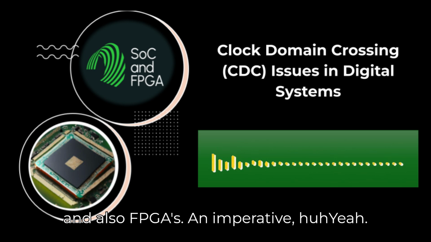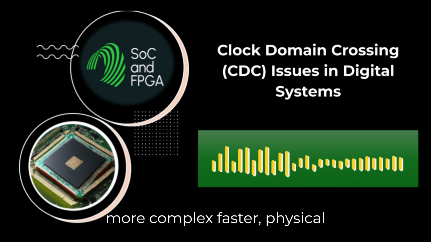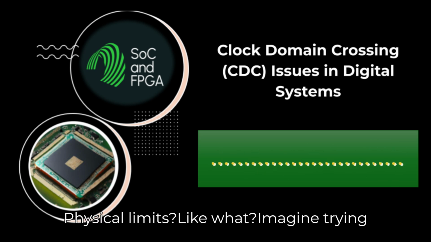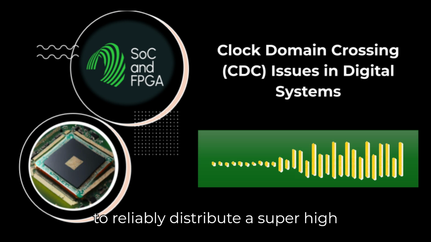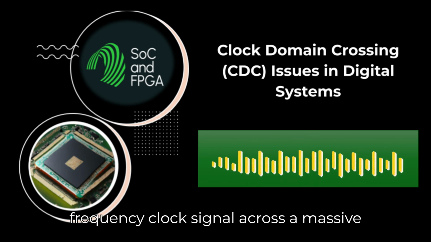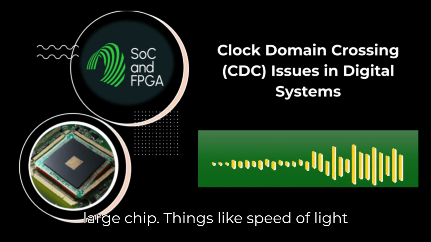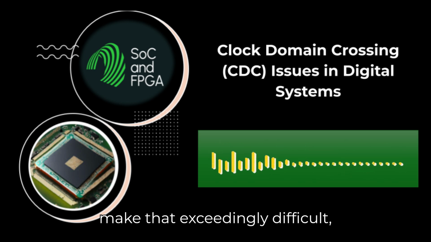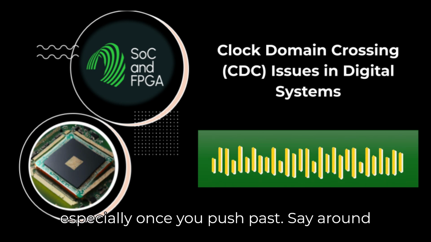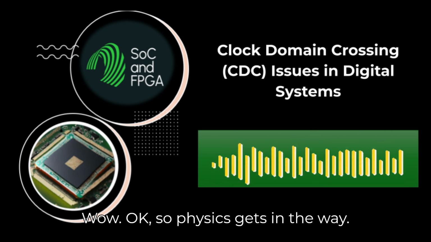An imperative, huh? Yeah. Historically, simpler chips could get away with one clock. But as chips got more complex, faster, physical limitations became a huge roadblock. Physical limits? Like what? Imagine trying to reliably distribute a super high-frequency clock signal across a massive circuit board, or even just within a very large chip. Things like speed-of-light delays, transmission line losses, they make that exceedingly difficult, especially once you push past, say, around 66 MHz on standard PCB traces. Wow, okay, so physics gets in the way. Physics gets in the way.